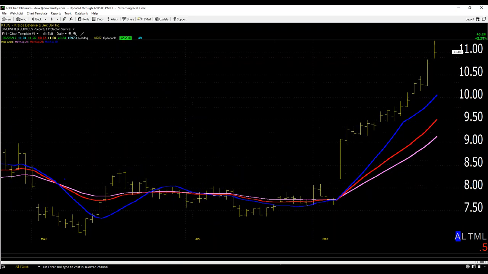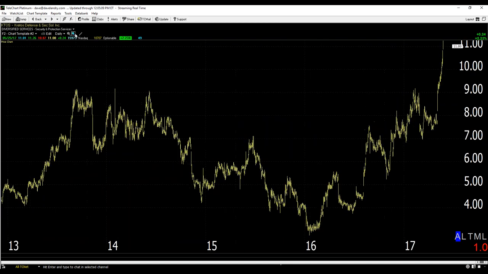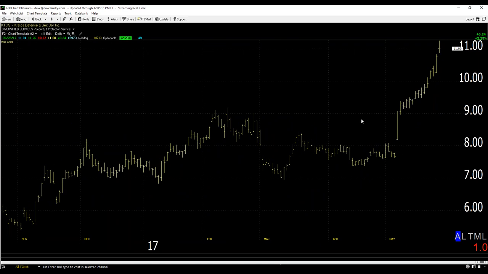All right, let's see what we got here. Katos. Little wide and loose longer term, as you can see. One problem that I had with this one recently is that it had this huge breakout, and then it went into drift mode. But the good news is now it's beginning to accelerate higher again.